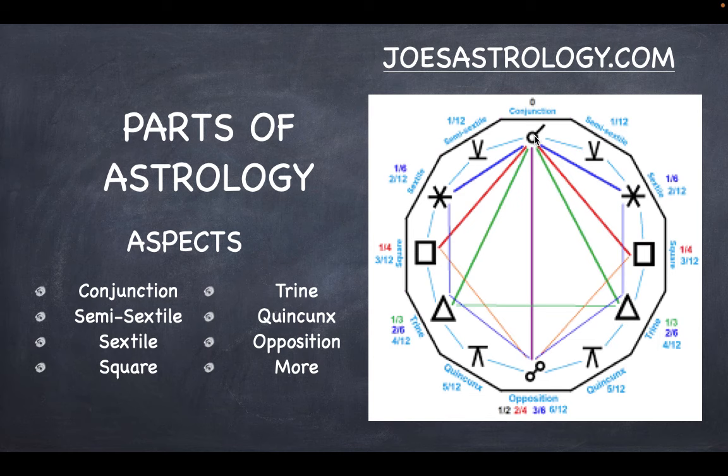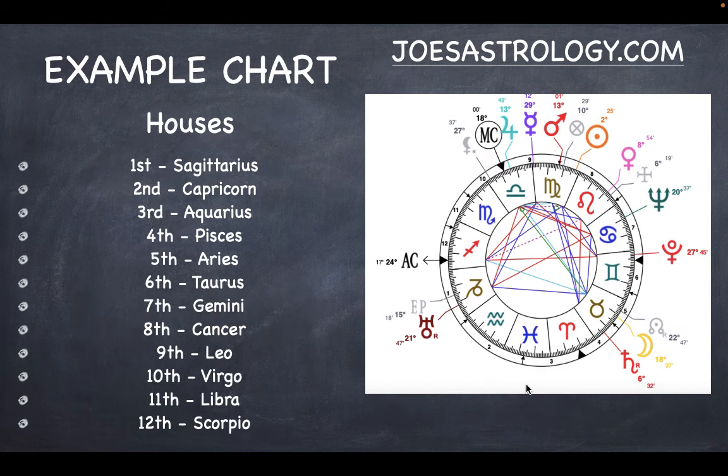So the conjunction is within 10 degrees. The semi-sextile, 30 degrees. The sextile, 60 degrees. The square, 90. The trine, 120. The quincunx, 150. And the opposition, 180. So if we go back here to our chart, we can see that the sun is making, it's not quite within the 10 degree range, but it's close enough. We see the sun is making a conjunction to Mars. That's what these lines are here in the middle.